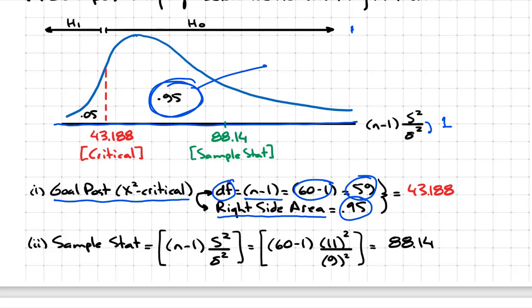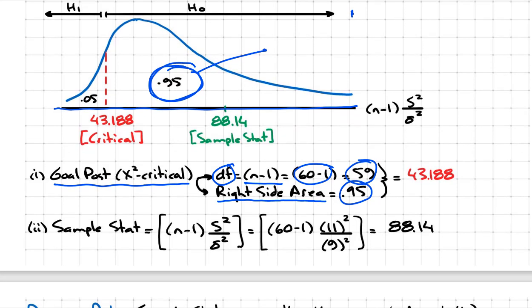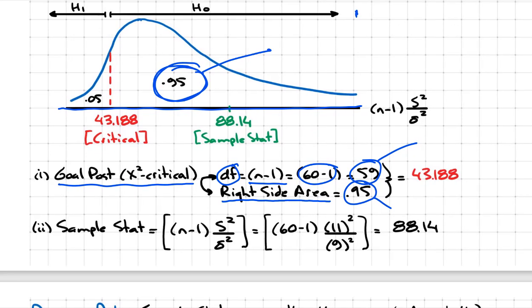So now what we're going to do, of course, is see where the goalpost lies on this distribution and where the sample lies on this distribution. First, getting back to finding where the goalpost lies: degree of freedom 59, right side area 0.95. So now I'm going to take you to the chi table and see where the goalpost will lie.